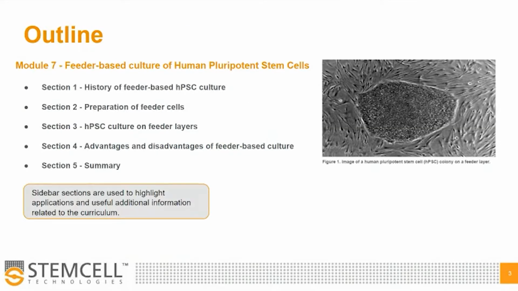This module contains 5 sections. Section 1, the history of feeder-based HPSC culture. Section 2, the preparation of feeder cells. Section 3, HPSC culture on feeder layers. Section 4, advantages and disadvantages of feeder-based culture. And Section 5, the summary. Sidebar sections will highlight applications and other useful information related to the curriculum.